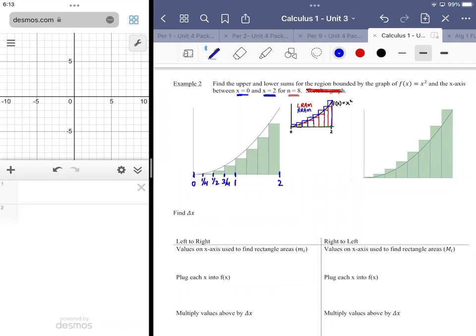And we can label all the values here, because we need these values anyway. So this would be 5/4, 6/4 or 3/2, 7/4, 8/4, which is equal to 2. But each increment is equal to 1/4, so delta x is 1/4. We talked about this last time. We could also find the difference between the b and a value and divide it by the n value. So that's 2 minus 0 over 8, which would be 1/4.